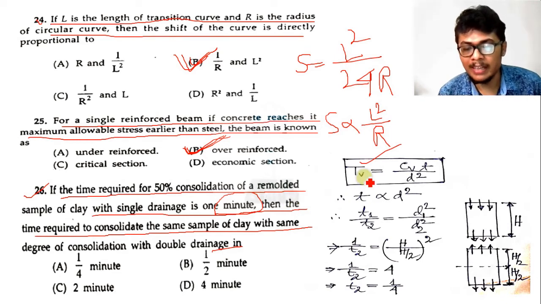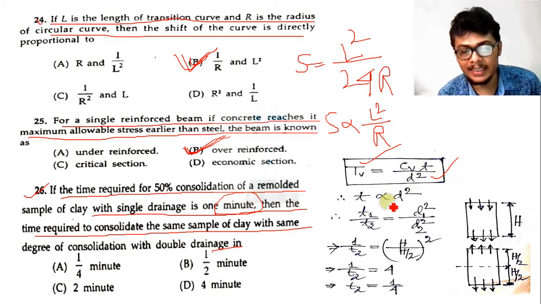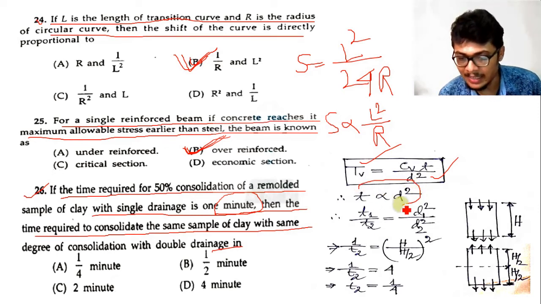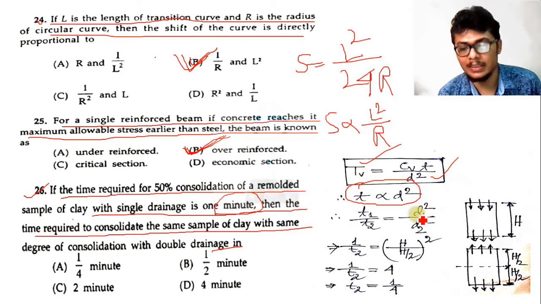Therefore, time factor Tv equal to Cv into T divided by D square, where Cv is the coefficient of consolidation, T is the time, and D is the length of the drainage path. So in this case, soil is same and degree of consolidation same, so we can write that T is directly proportional to D square. Now from this relation I can write T1 by T2 equal to D1 square by D2 square. Now put the value T1, that means 1 minute. I have to find T2.